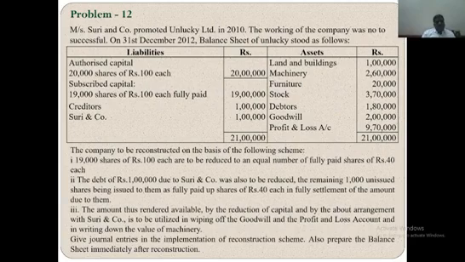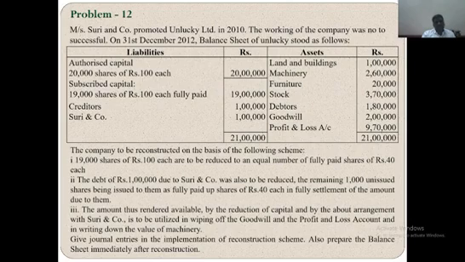The Surrey and Company promoted Unlucky Limited in 2010. The working of the company was not too successful. On 31st December 2012 the balance sheet of Unlucky stood as follows: land and building 1 lakh, machinery 2,60,000, furniture 20,000, stock 3,70,000, debtors 1,80,000, goodwill 2 lakh, profit and loss account 9,70,000, total 21 lakh. Authorized share capital 20,000 shares of rupees 100 each, 20 lakh.